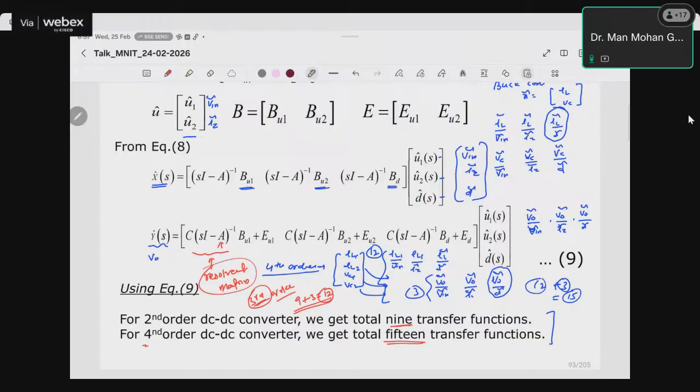This is the generalized way we are discussing, but it is not necessary that all transfer functions need to be calculated. If no disturbance is present, that is, vin and iz are not present, then we get only two transfer functions from here and one from the output side, so total three transfer functions only. I hope I was able to answer your query partially.